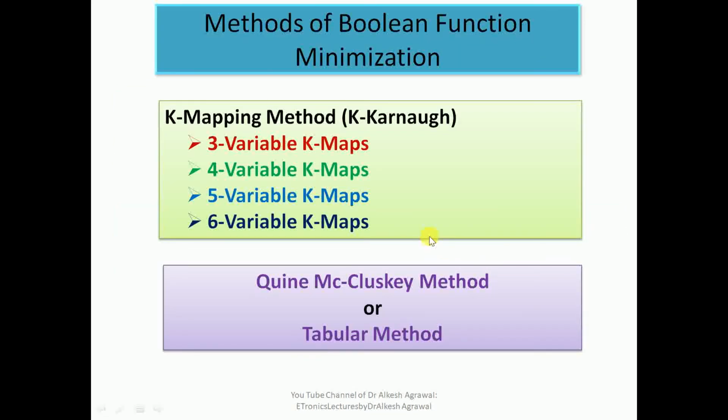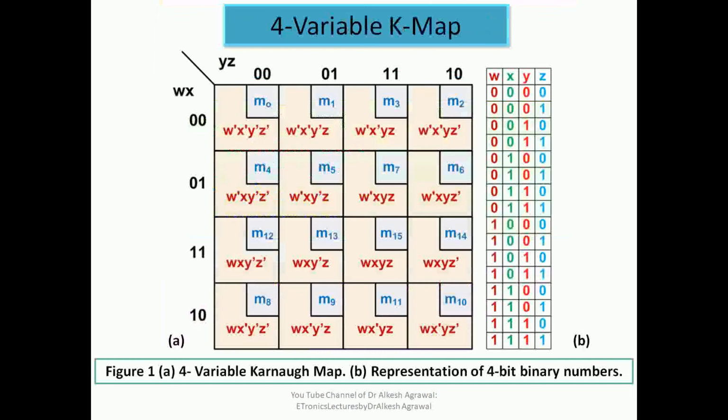We know that there are many methods for minimization of Boolean functions, that include the Karnaugh mapping method, and another method, the tabular method, also known by the name Quine-McCluskey method. So our main focus is on four variable K maps for reducing the Boolean function. First of all, we'll discuss the structure of a four variable K map.